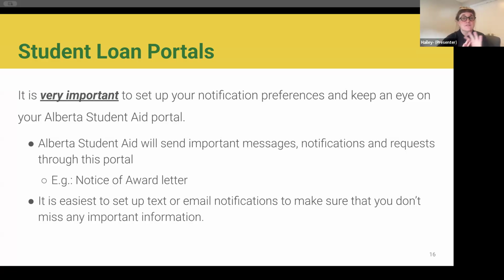Alberta Student Aid does not send frivolous messages. They only send important things. If everything is fine, they send you maybe one to two letters a year. That is it. So we really recommend you set up your email or text notification preferences as you're applying for the student loan, so that you're not missing anything, okay? Please, you all got it.